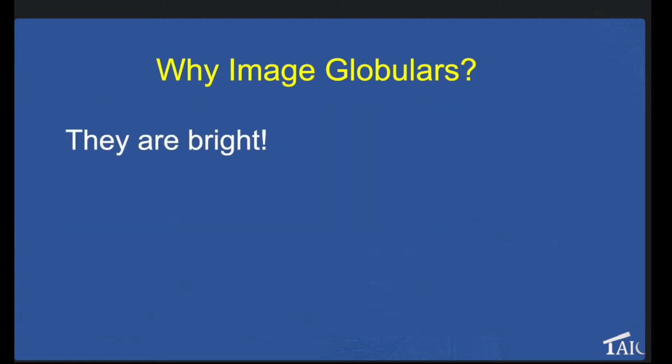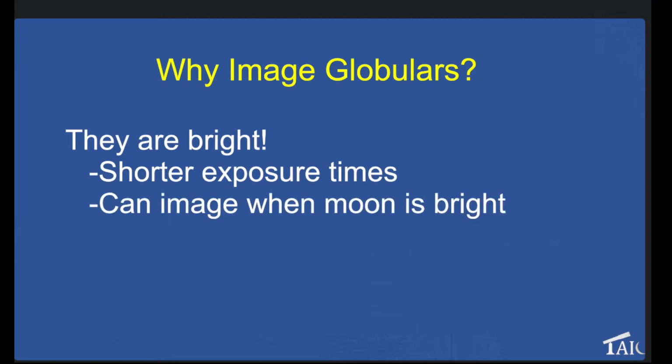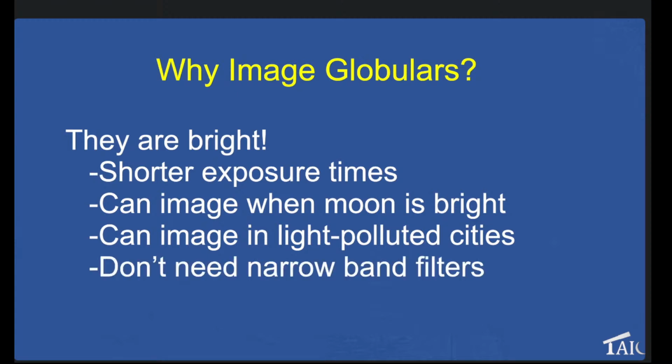They're bright. And that means you can get by with much shorter exposure times than you need for faint nebulae and galaxies and narrowband work where you need hours and hours and hours of sulfur-2 and oxygen-3. And that also means you can image them and get good results when the moon is bright. And I think one thing that's important to all of us that live in the cities is that you can image them from within light polluted cities because they're bright. And you don't need expensive narrowband filters. LRGB or one-shot color will do, with perhaps one exception that I'll show later.